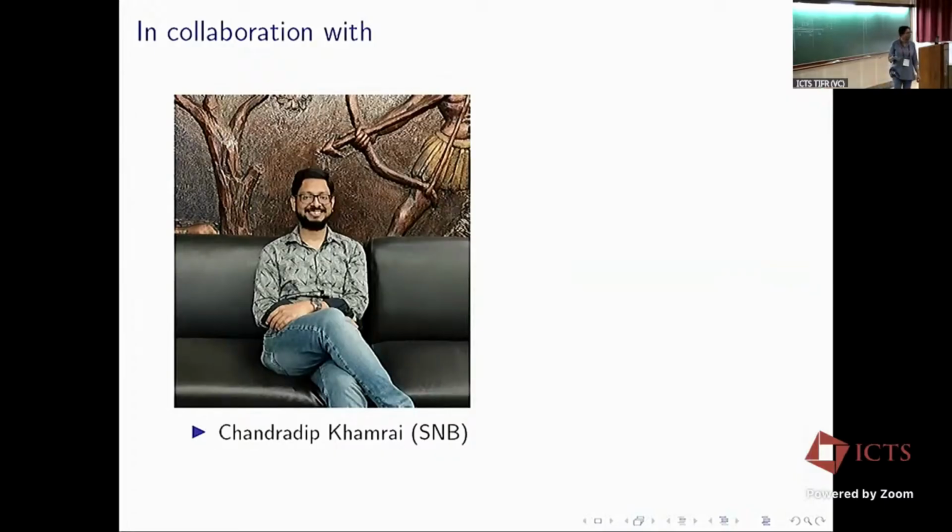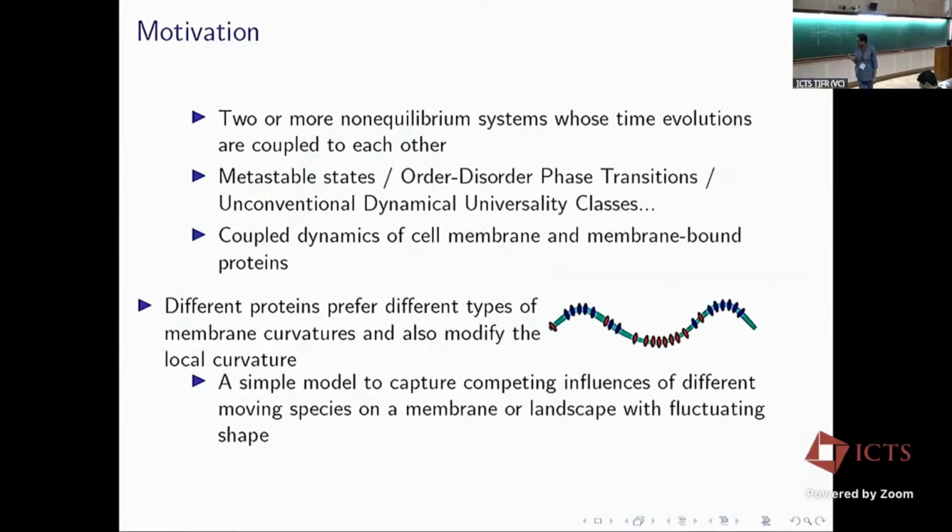So what are couple-driven systems? These are just two or more non-equilibrium systems whose time evolutions are coupled to each other. And depending on the nature of the coupling, such systems often show very interesting behavior like existence of metastable states, or sometimes the coupling parameters can be tuned such that the systems show order-disorder phase transitions.